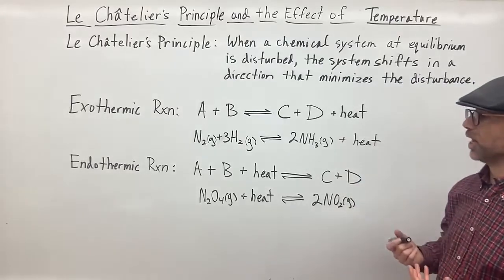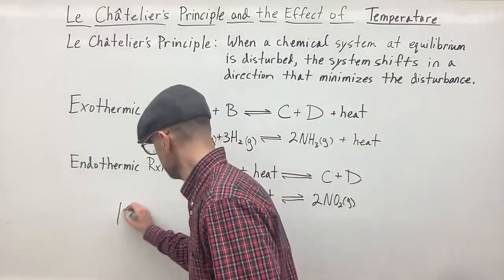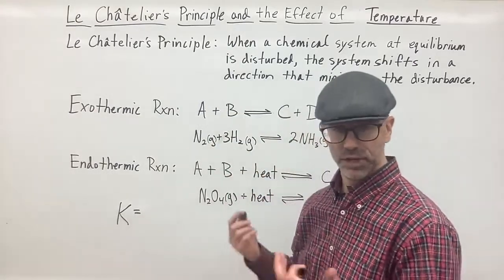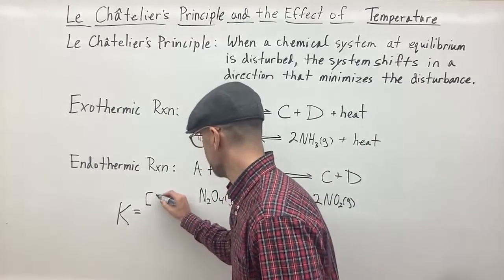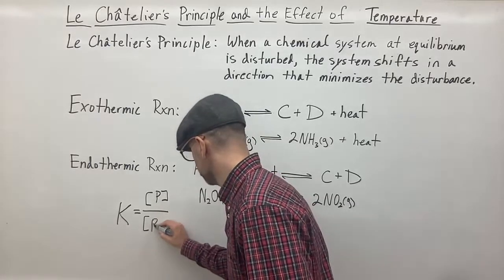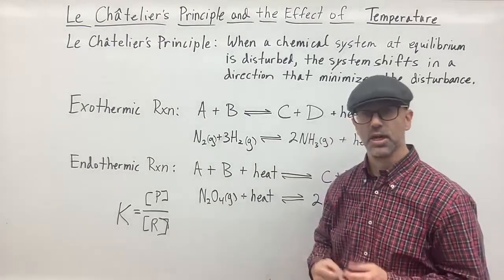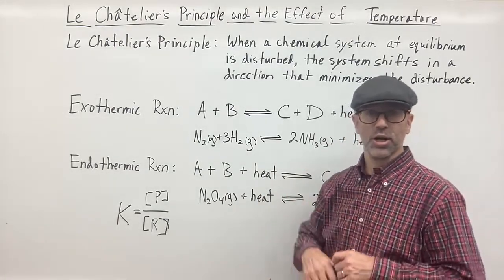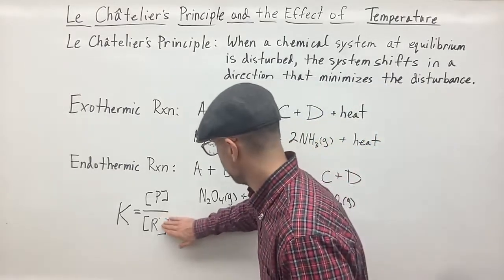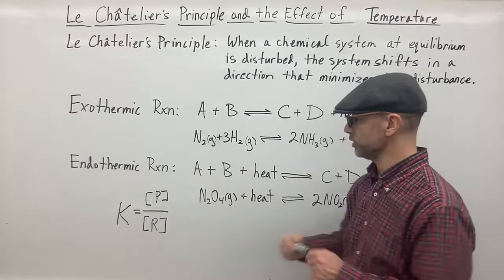And if we remind ourselves about K, the equilibrium constant, generically speaking, in a very general way, it is going to be the concentration of products over the concentration of reactants. And of course, those products and reactants are multiplied together and raised to the power of their coefficients. But to make this simple and easier to understand, we're just going to say it's the concentration of products over the concentration of reactants.